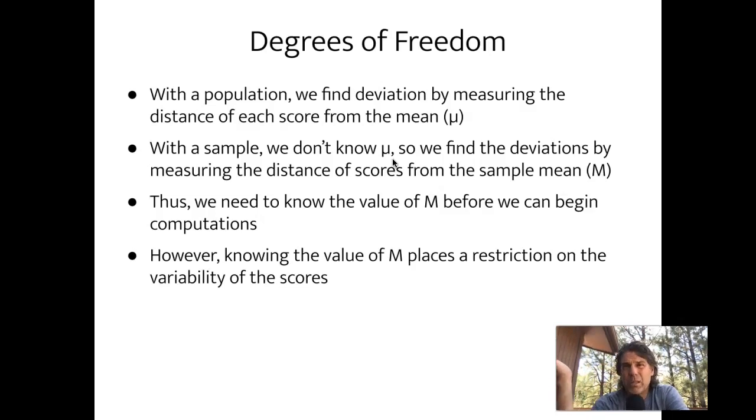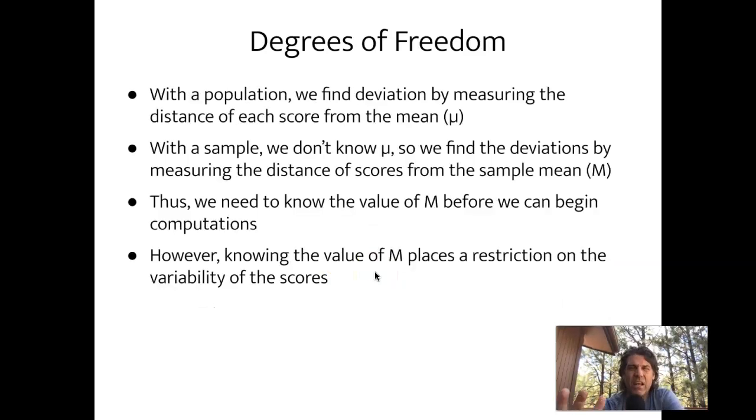But usually the reason we're doing a sample in the first place is because we don't know everything about the population. We couldn't measure everybody in the population, so let's just do a sample and use that to estimate the population. So if we don't know the population mean, we have to guess at it using the sample mean. That fact that we have to calculate a sample mean in order to calculate deviations, and then we're going to use those deviations and average them to try to figure out what the average deviation is in the actual population. That's the whole reason we're working with samples, to try to understand the population. But by having to know that sample mean, that places what we call a restriction on the variability of the scores that we're working with.